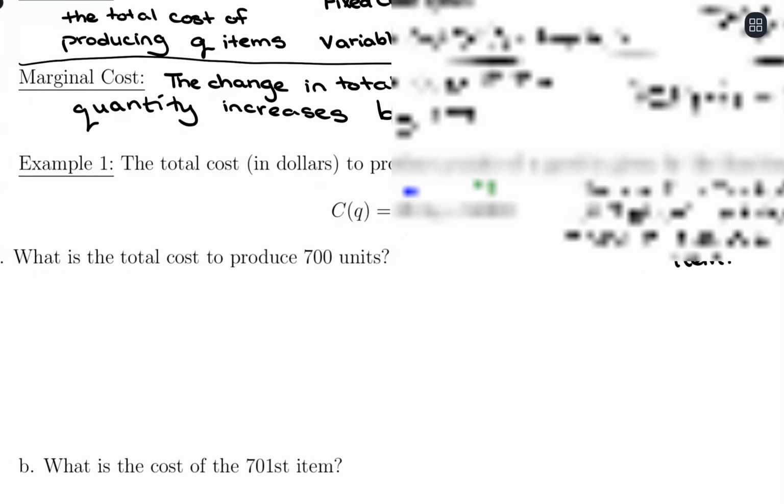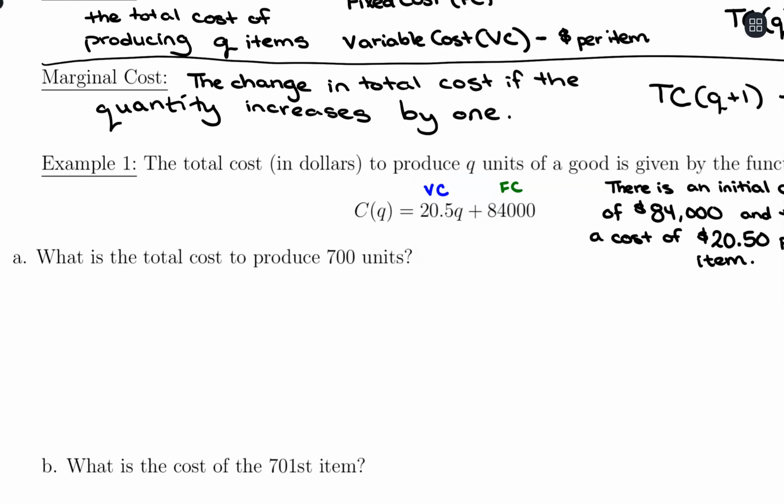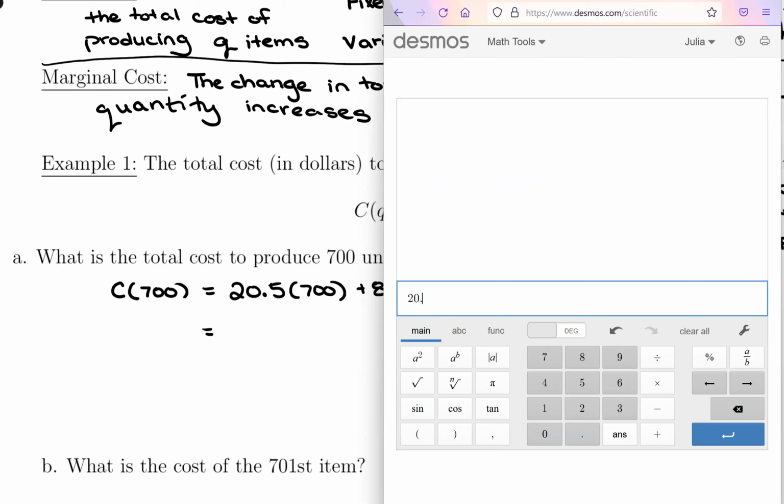Okay, so what is the total cost to produce 700 units? So this, we're just looking at C of 700. So we're going equals 20.5 times 700 plus 84,000. And with that, we can just plug that into the calculator. And that's 98,350.